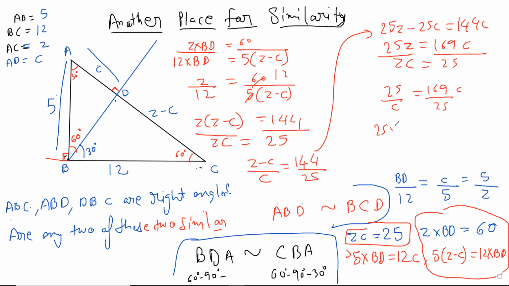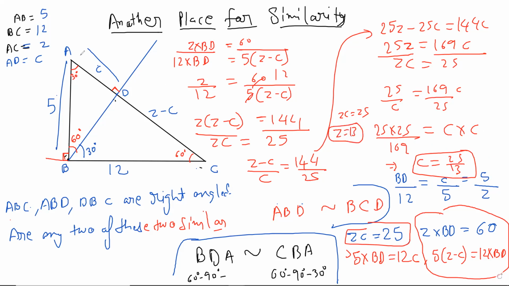So it's 25 times 25 by 169 is equal to C times C. So you can find out that C from here will be 25 by 13. Now you know the C. I'll leave it to you people to find the Z because it's already here. So Z times C is 25, right? So Z you can find from here is going to be 13. So that's 13.